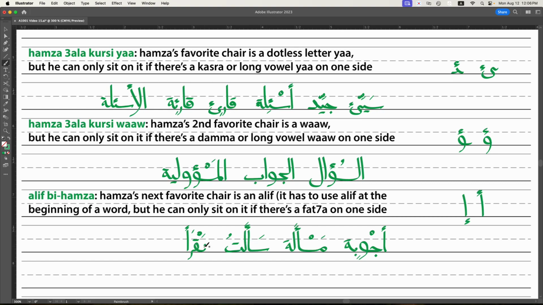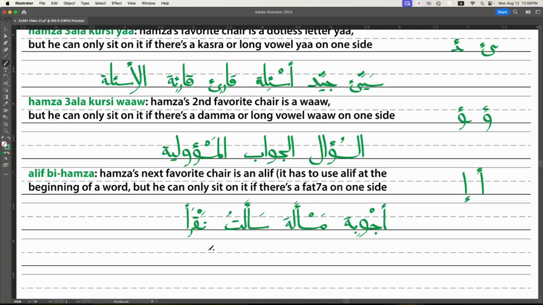And here we have fathas on either side of it, and that enables it to sit on the alif as well. And then naqra, here's the qara'a root again. So naqra is we read, or we are reading. And here there's only a fathah before the hamza, so he has to sit on the alif and feels uncomfortable instead of sitting on the dotless ya or the waw.